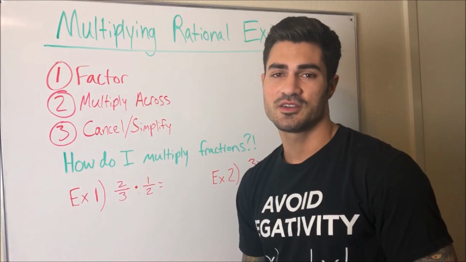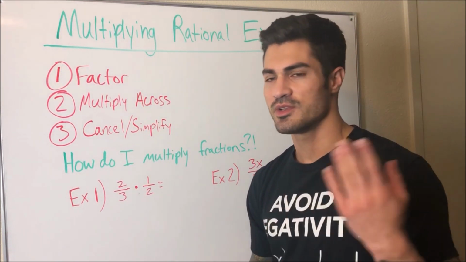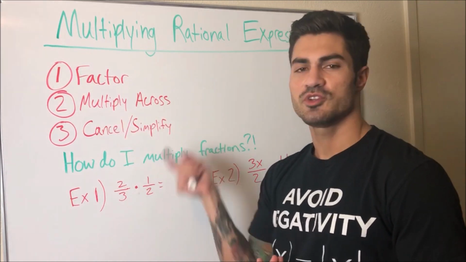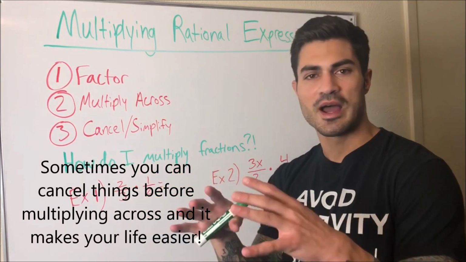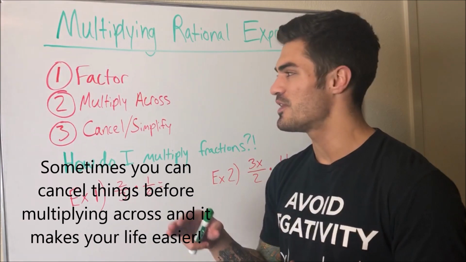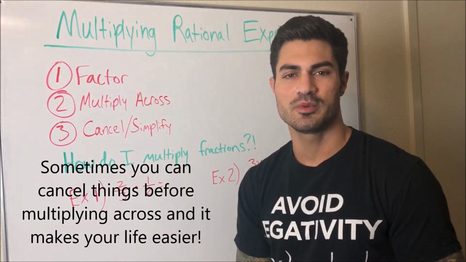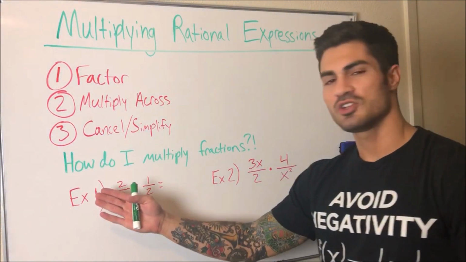First thing we do is we factor. Same thing, factor the top and the bottom just like we did in the last video. Then we simply just multiply across. Basically, we just combine everything into one big fraction, and then we see what we can cancel and what we can simplify. So let's see, just a quick recap.